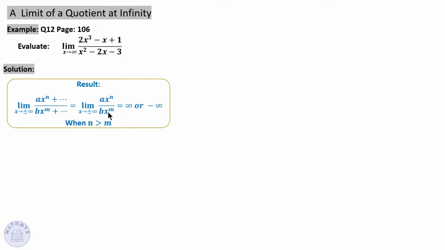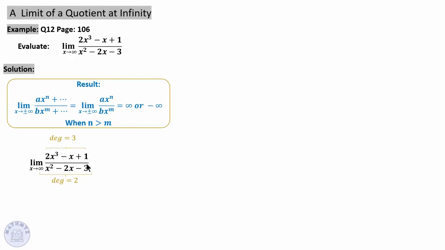Let's move to the third rule here. So in this example, the limit when x approaches infinity, I can see the degree in the top is larger than the one in the bottom. So according to this result, this means that the limit will approach either infinity or negative infinity. And you will be deciding according to the coefficient.